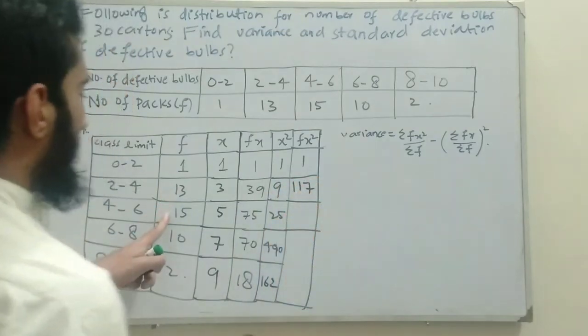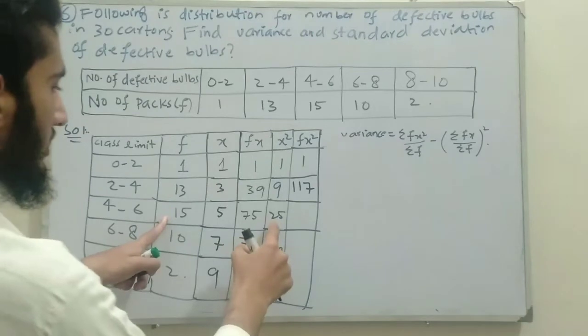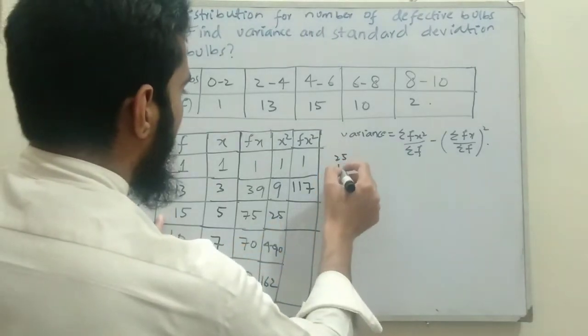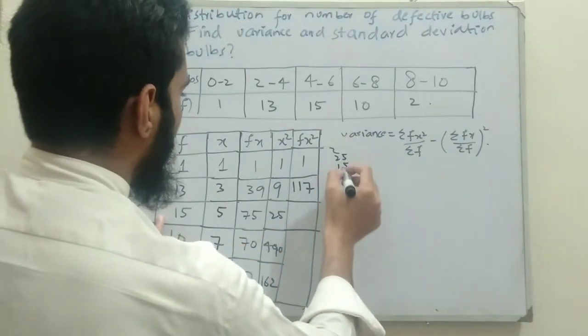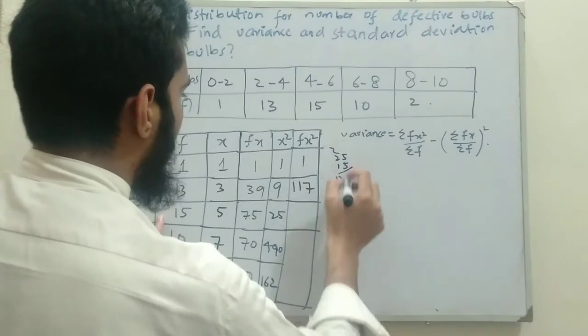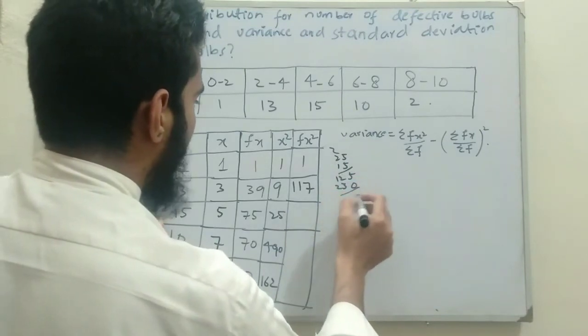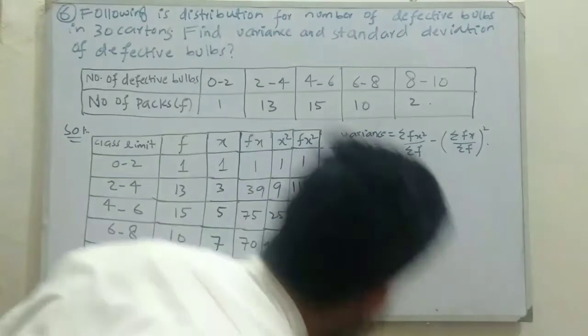Now after this, here f is 15 and x square is 25. So 25 multiply 15 will give us 375.